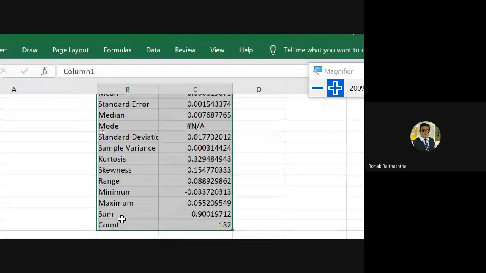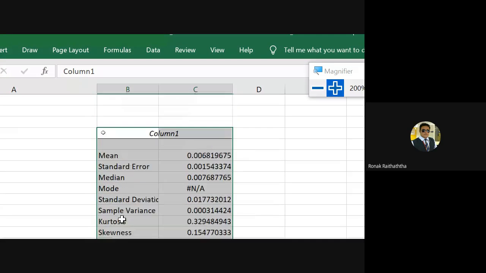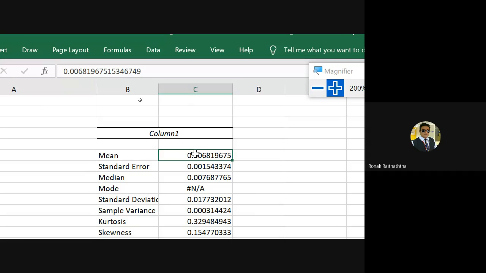And over here, you must be able to see the mean. This is the mean. Now here, the mean and everything would be in decimals. Over there, we had taken it in percentages. So please do not get confused. Both are one and the same.